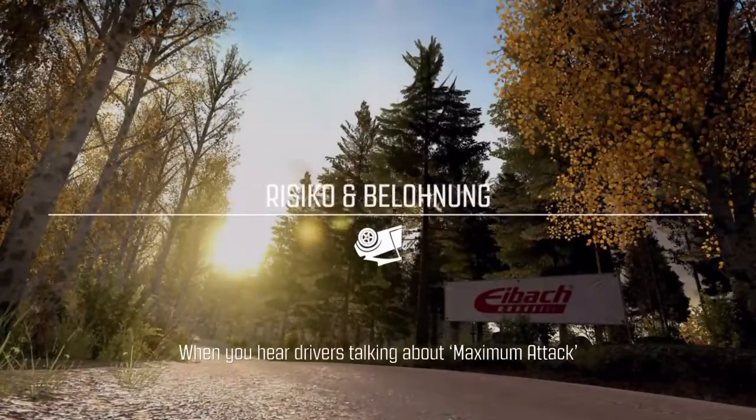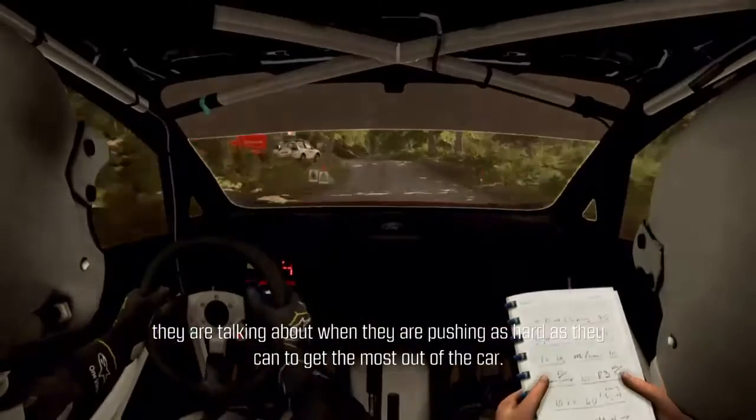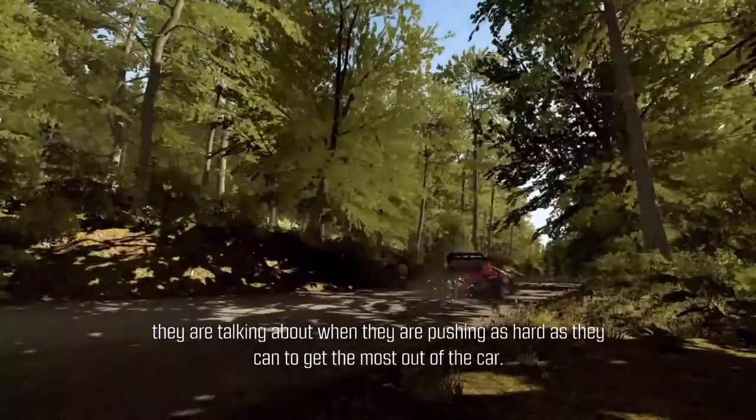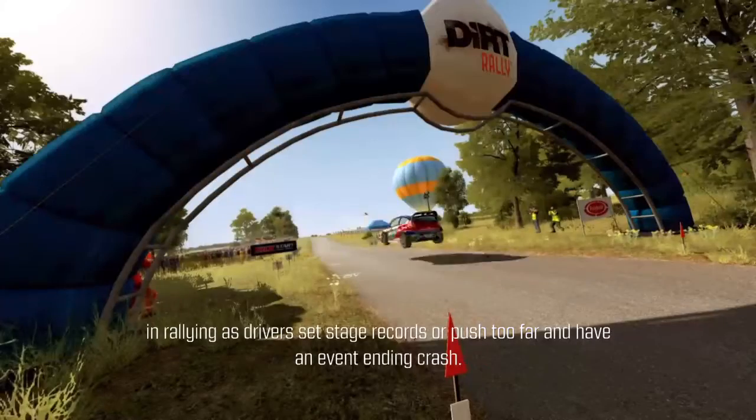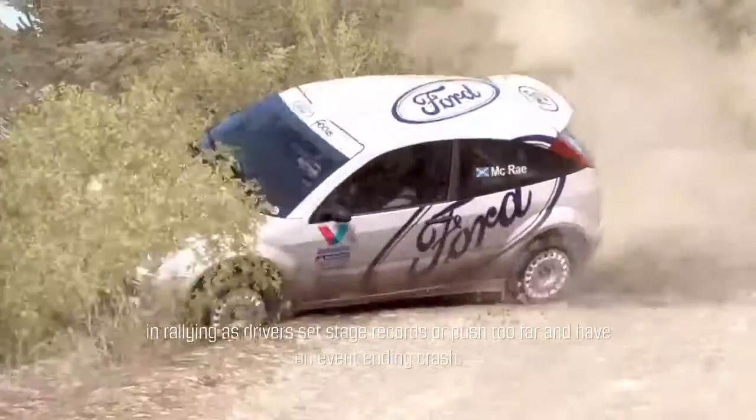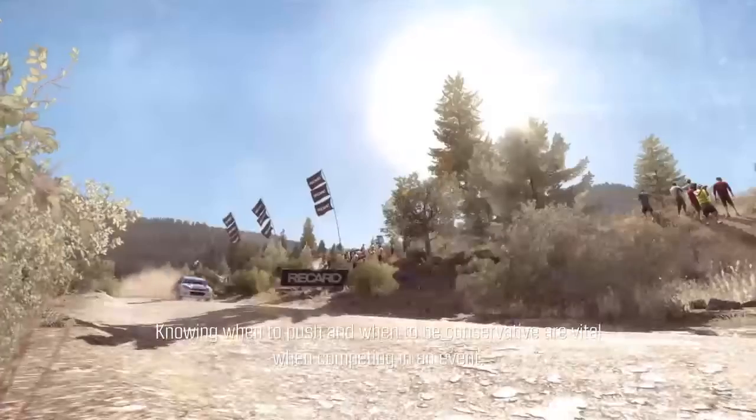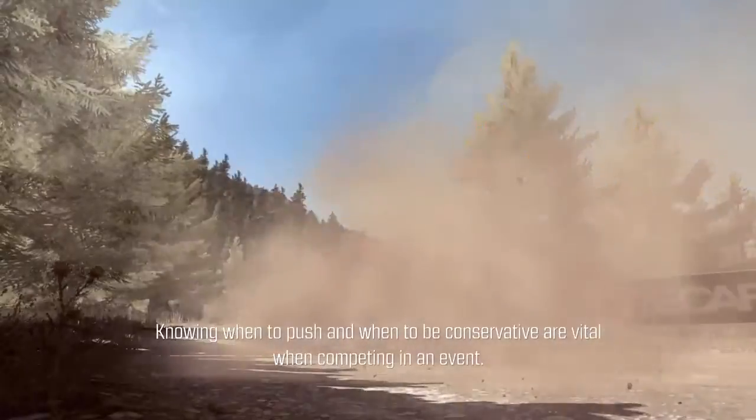When you hear drivers talking about maximum attack, they are talking about when they are pushing as hard as they can to get the most out of the car. This often leads to some of the most spectacular moments in rallying as drivers set stage records or push too far and have an event-ending crash. Knowing when to push and when to be conservative are vital when competing in an event.